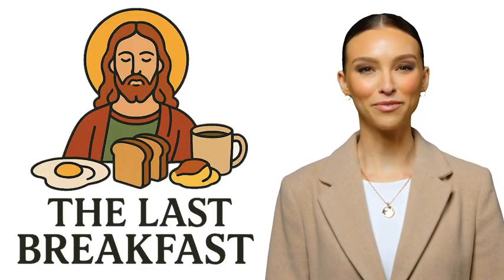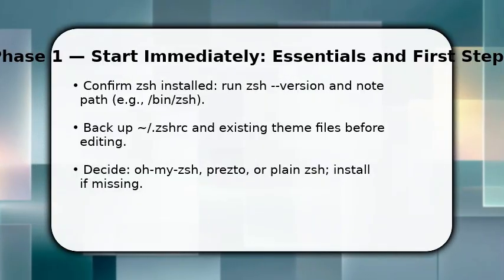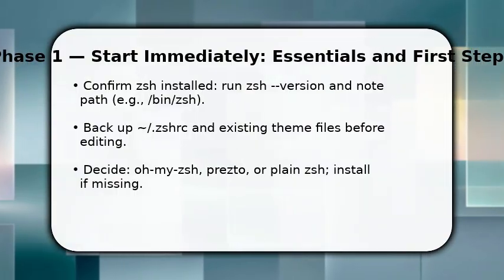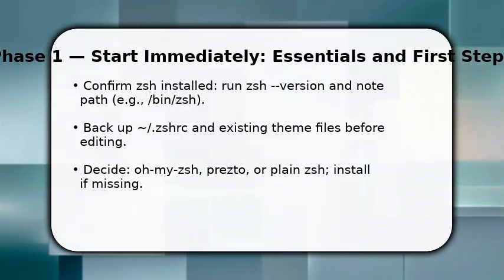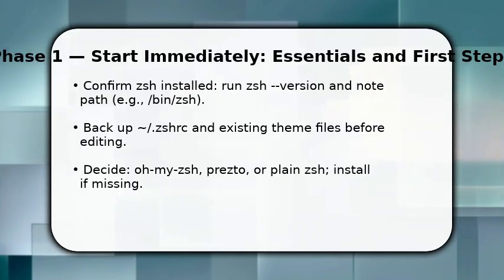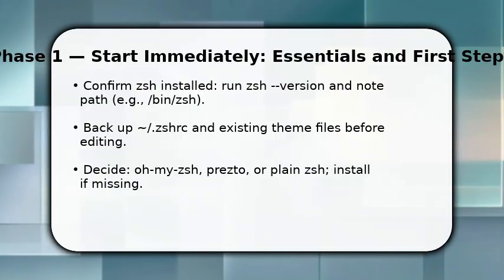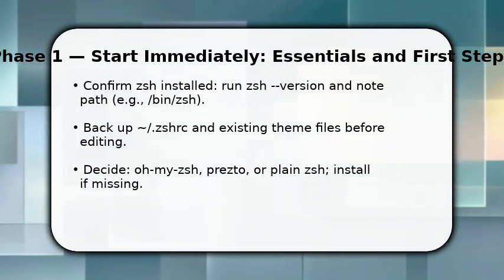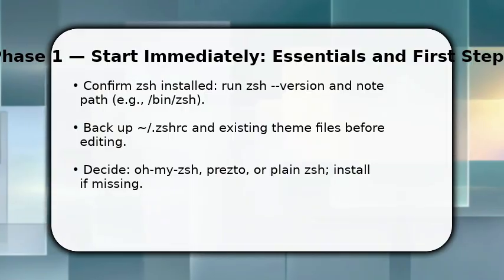Please enjoy the video. You start by verifying prerequisites. You need ZSH installed and a backup of your current ~/.zshrc. Once done, choose your framework, Oh My Zsh, Prezto, or plain ZSH, and install only if missing. You run zsh --version to confirm, then copy ~/.zshrc to ~/.zshrc.bak for safety.